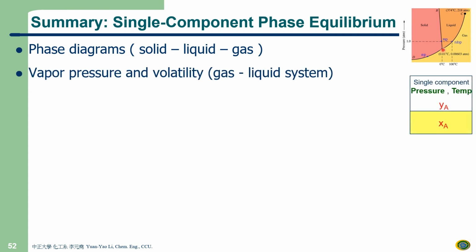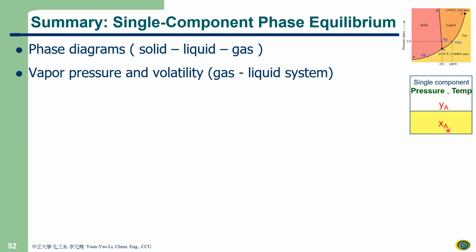After that, we removed the solid phase and started to learn the liquid and gas system. So this is a liquid and gas system. The liquid and gas system really plays with the temperature and the pressure. So we want to know the composition in the liquid phase and also the composition in the gas phase. So I use X and Y to represent the fraction of the A species, with YA representing the fraction in the gas phase.